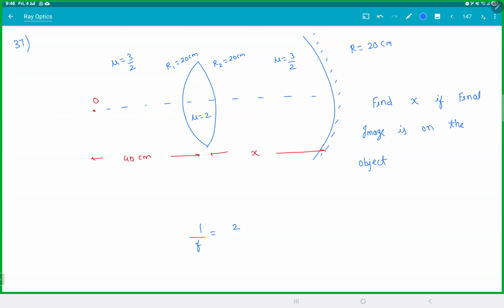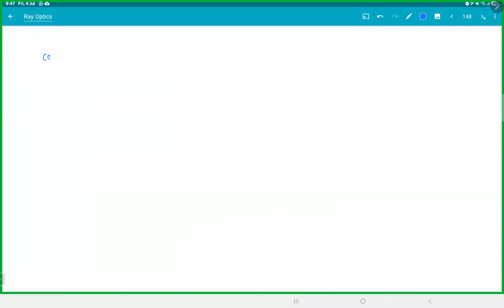1 by f, 2 by 3 by 2 minus 1, 1 by 20 by 1 by minus 20, that is 4 by 3, 1 by 3, 30 centimeters. One by v, by 1 by minus 40, is 1 by 30. 1 by 30 and 1 by 40, that is 120 centimeters. That means this lens will form an image at 120 centimeters. So we have two cases.